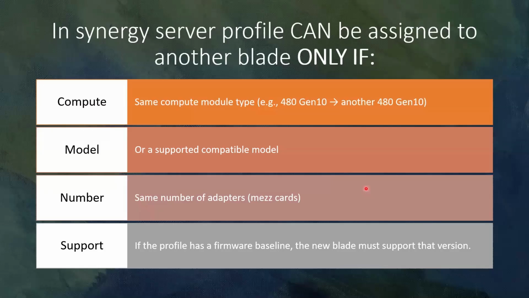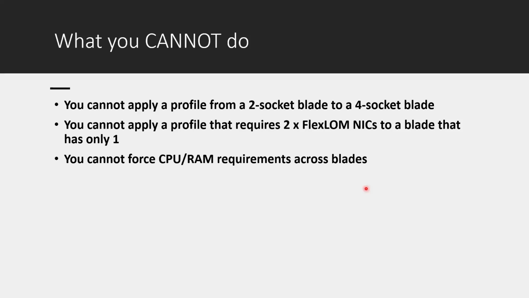So now we know the conditions for applying the server profile. Now let's understand what you should not do in production support, because people most of the time get confused about what we can do and what we cannot do. Now let's understand what you cannot do in production support. You cannot apply a profile from a 2-socket blade to a 4-socket blade. You asked this question, right?